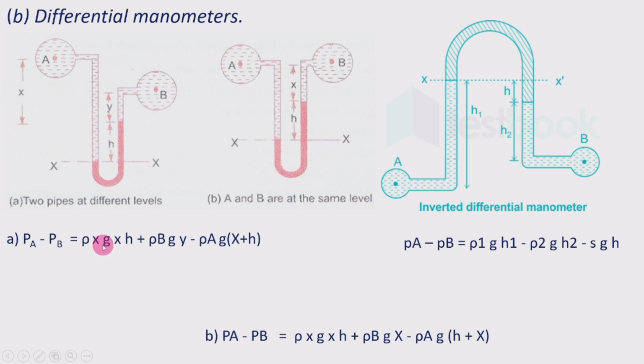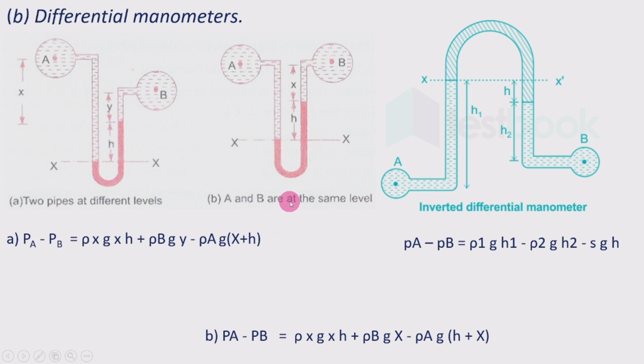Then rho for this heavier fluid, g into h, on the other side plus rho B into g into y, minus whatever is there for the PA side: rho A g into x plus h, that is, (x plus h). This will be subtracted because the pressure on the A side is sent to this side. And by this equation, we can have the difference in the pressure by using this differential manometer.